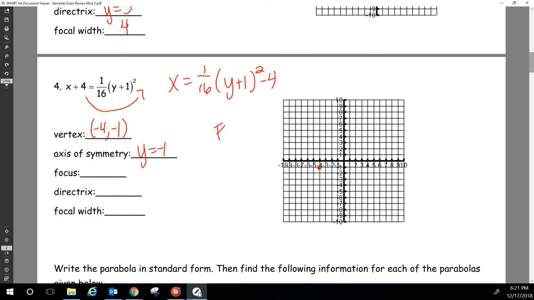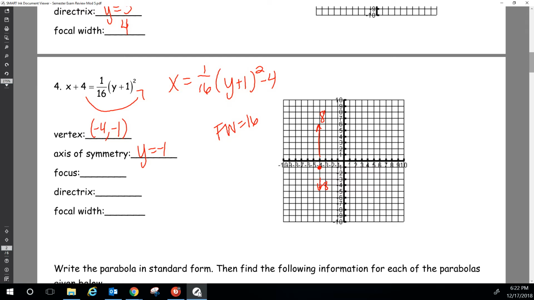My focal width is 16. So that means we're going to go to the right 8 and to the left 8. And then half of this is how far away we are going to the vertex and the directrix. So let's see, this is x equals y squared. So our focus, oh, look at this backwards. We should be going this way 8 and this way 8 to get to our focal width. And if we do half of that, that is how far from my vertex I'm going to put my focus.